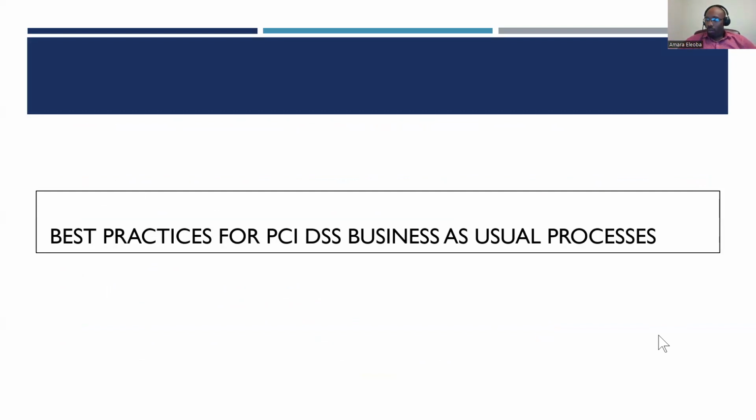All right, so I think we're coming to an end. So we're going to look into the best practices for PCI DSS business as usual. For you to be PCI compliant is not only passing your compliance, but it's also a continuous monitoring thing. For example, you see organizations that have a data breach, they might be PCI compliant, but when they perform the investigation, the question is: was that organization PCI compliant at that point in time?